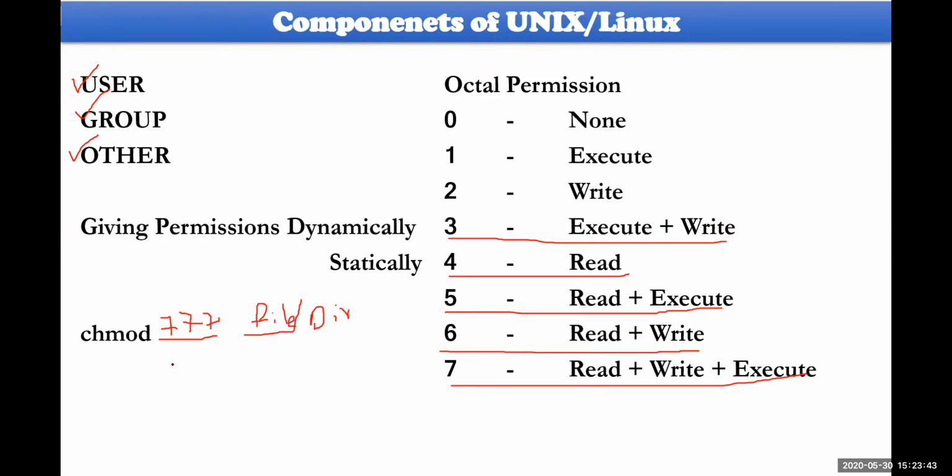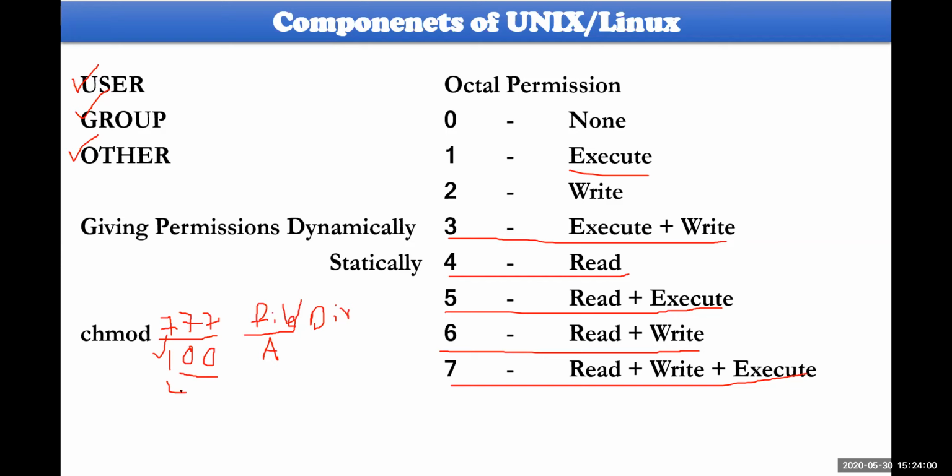For example, if you specify something like chmod 100 for a file A, the 1 means execute permission. For the user, you have given execution, and for everybody else there is no permission on this particular file.